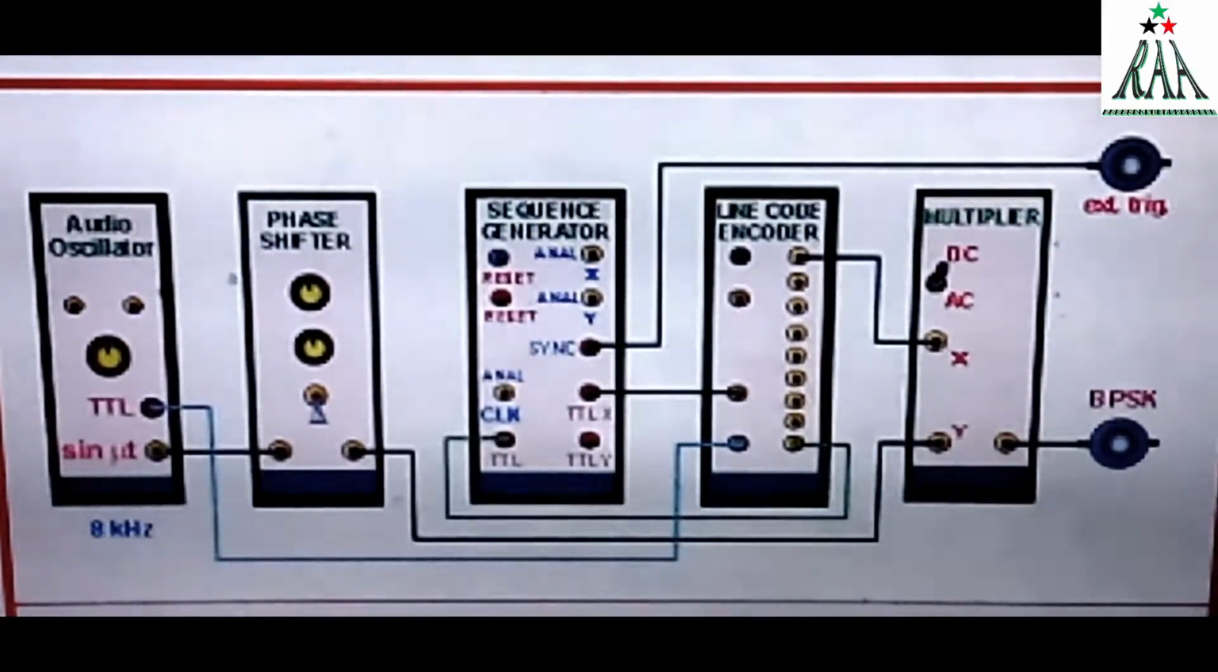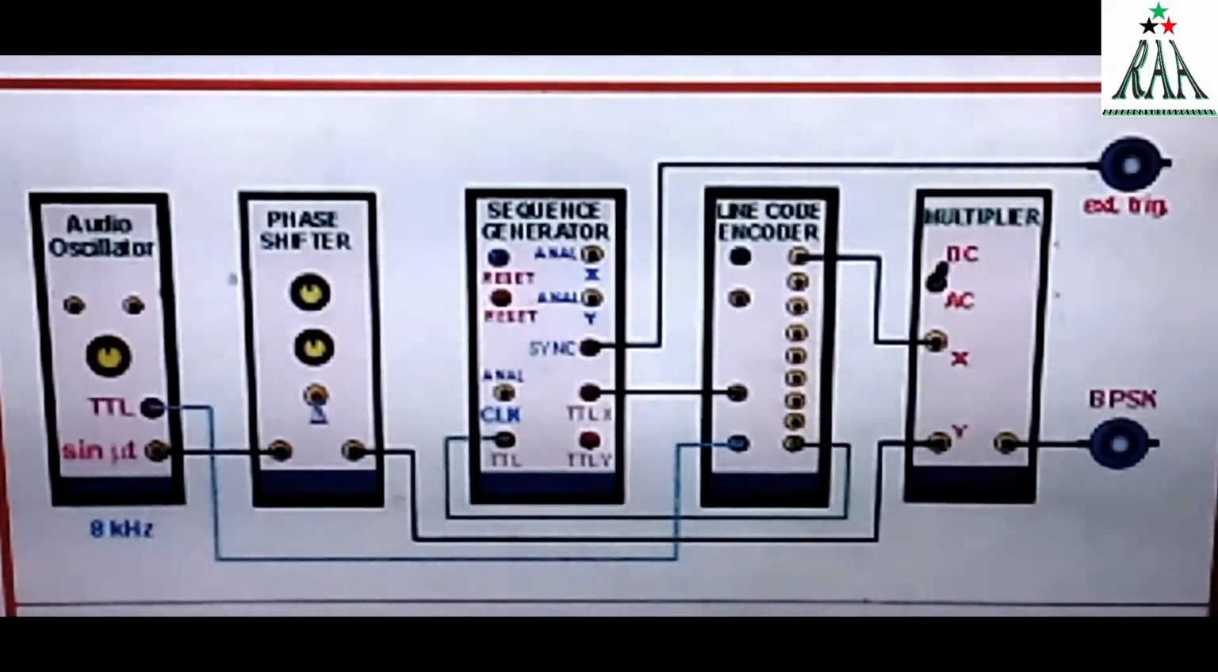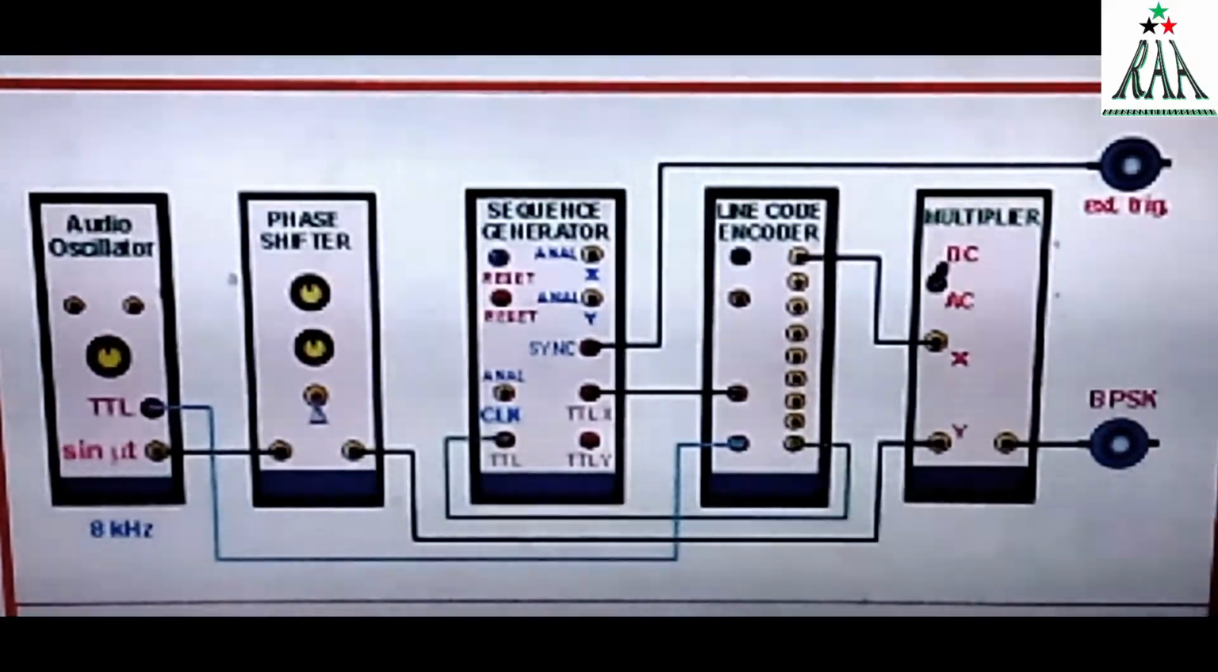As shown in the diagram, we will use 5 TIMS modules: an audio oscillator for generating 2 different signals, TTL and sine wave, and a phase shifter that will be used to phase shift the sine wave, and further multiply it with the line coded signal to generate BPSK. So we have to generate a line coded signal.